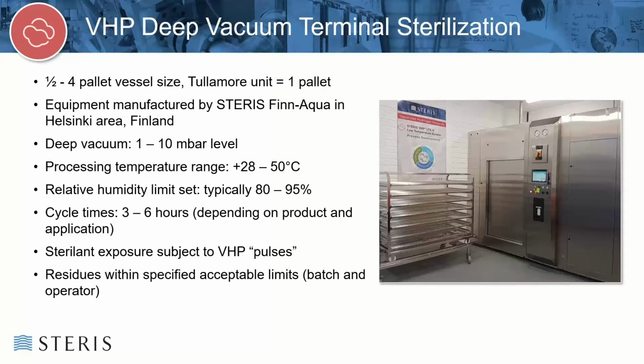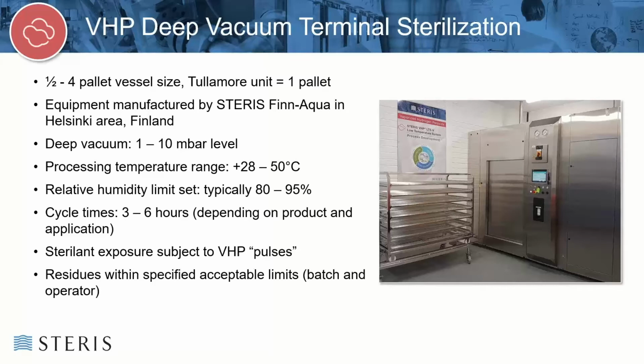So for example, our typical cycle times that we see with VHP are 3 to 6 hours, although these do depend on the product and the application being used. So if your product is more challenging to process, that means we'll need more time in the sterilant exposure phase, which then needs more post-conditioning at the end. But typically we'd see that cycles tend to be between these 3 to 6 hours, so these are a lot quicker than you would get with a larger EO chamber.